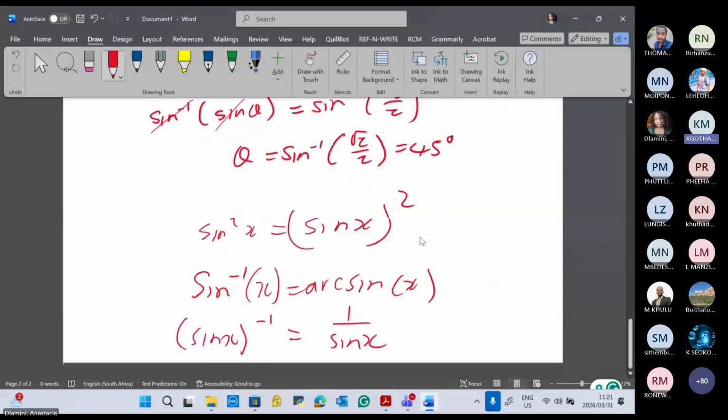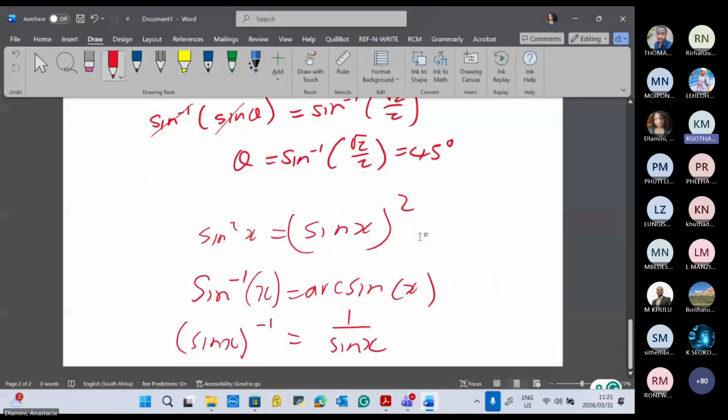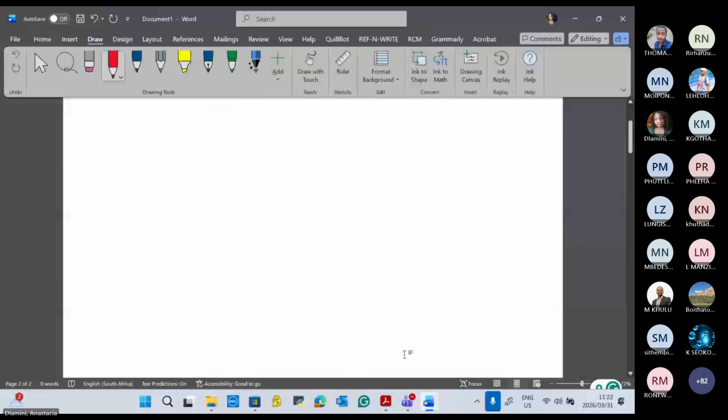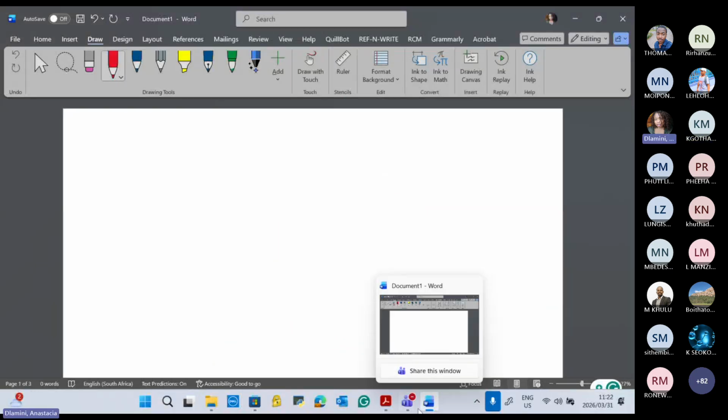So wait, I'm confused, ma'am. We were able to move the square outside the function. Why can't we do the same for -1? It's because in this case, -1 represents the inverse of a function. And if I want to represent the function to the power of -1, it will be represented like this. So to summarize, the -1 must stay within the sine. You mustn't take it out. Okay, thanks, ma'am. So let's look at the example.